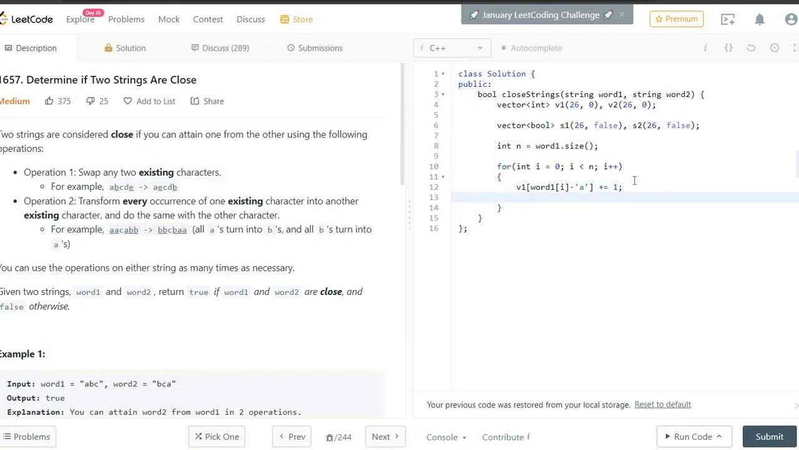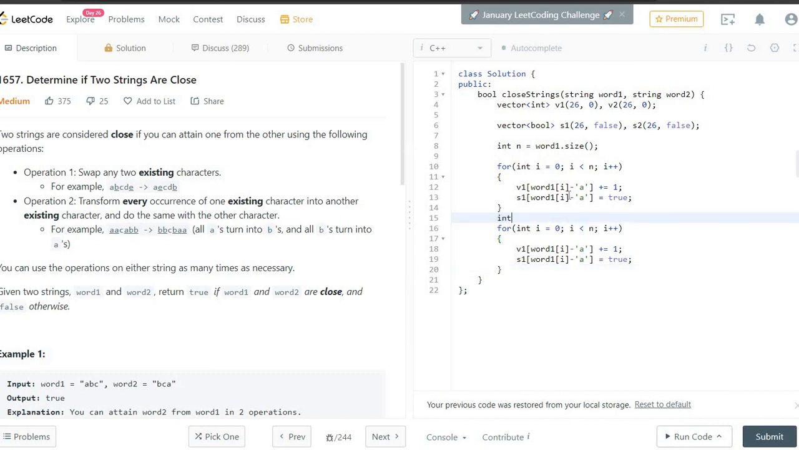Now what I need to do next is to make sure that this character is present in the string, and therefore s1 of word1 I minus a is equal to true. That is, this character has appeared. I am storing this fact in the vector s1. Now the same things I am going to do for our another word, which is word2. So this time n becomes equal to word2 dot size, and here I replace word1 with word2, same here, here and here.